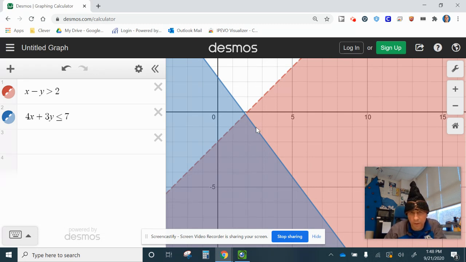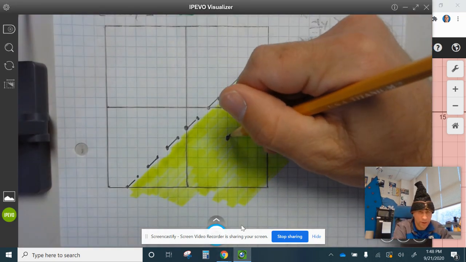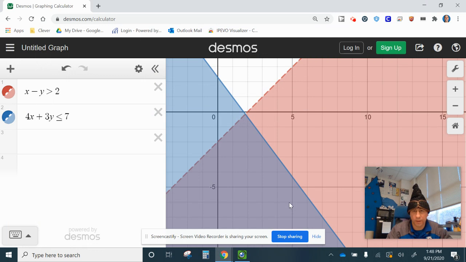All right. Now we need to find points that work for this graph. So I'm looking, that doesn't work, that doesn't work, that works. So that point is 4, negative 3. So let's graph that point. 4, negative 3. And we only need 2 points for the line. So let's find one more.